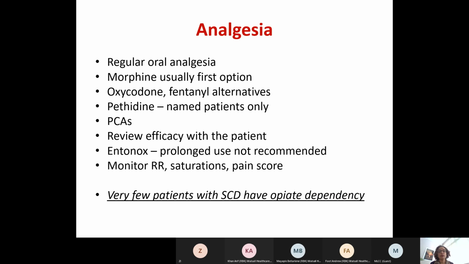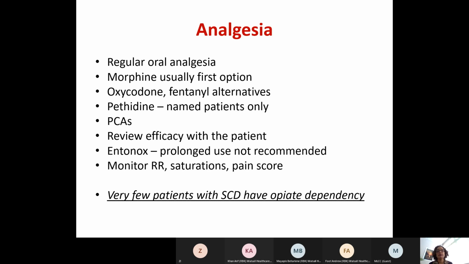So I would always make sure we prescribe the regular oral stuff, the boring stuff, regular paracetamol, regular non-steroidal unless it's contraindicated. And then for our patients, we tend to use dihydrocodeine or tramadol, regularly in addition to the parenteral opiates. And for most people, morphine is the first option.